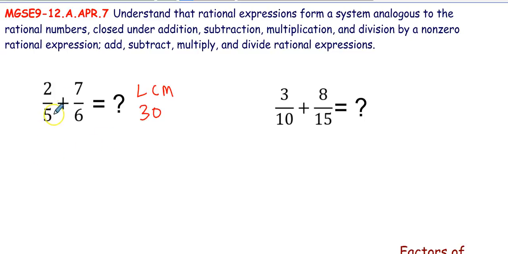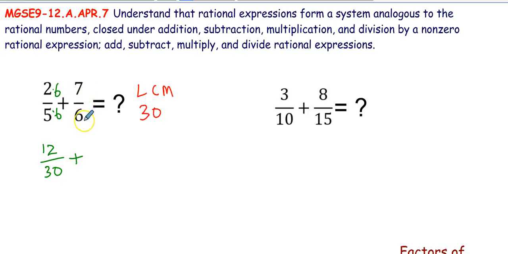So I have to change this 5 to 30. How do you do that? This 5, times 6 I'll do. So whatever I do to the denominator, do the same on the numerator. So 2/5 changed to 12 over 30. There is a plus, write down plus.